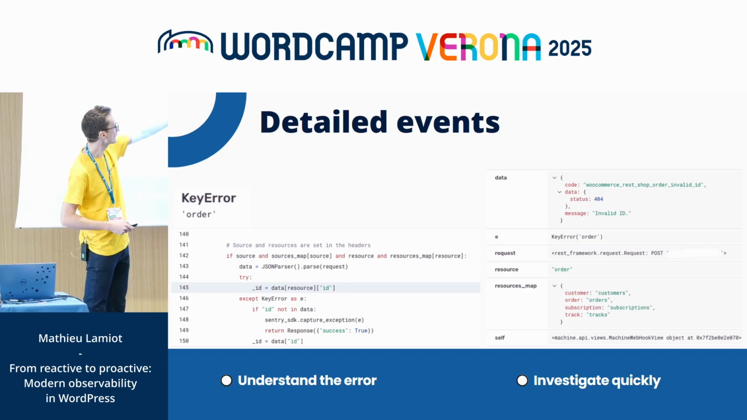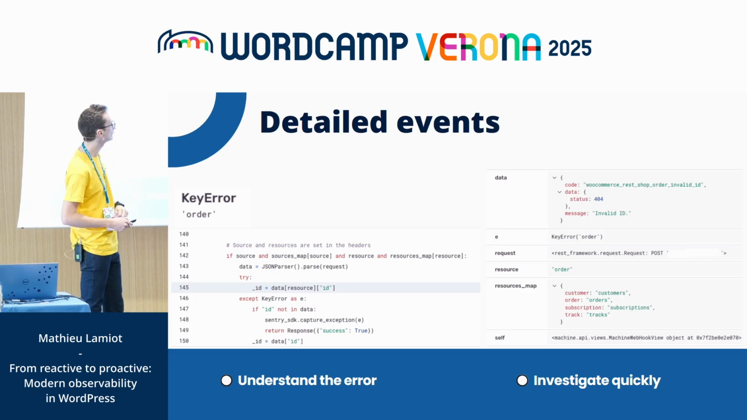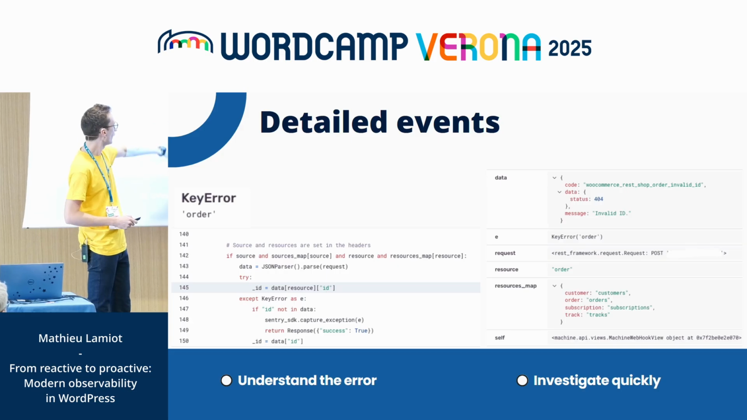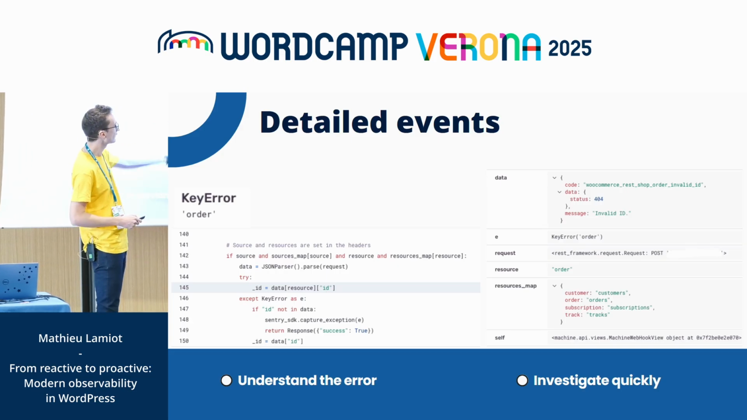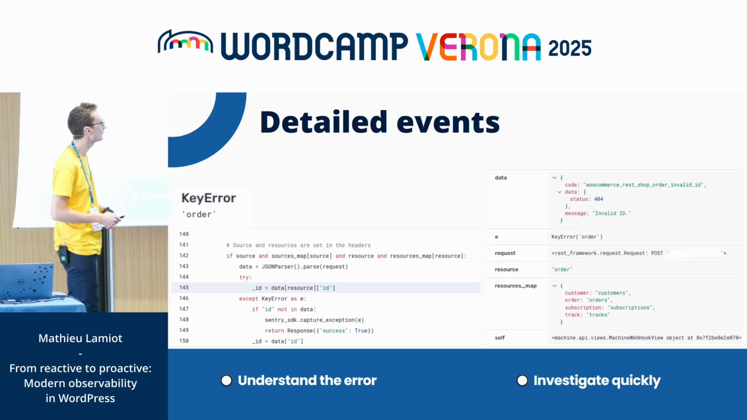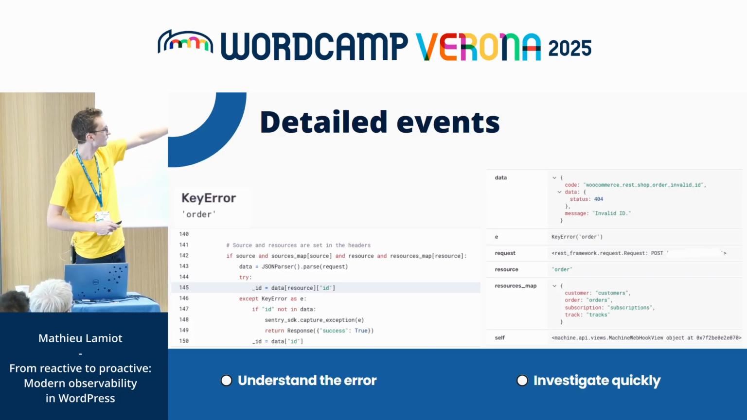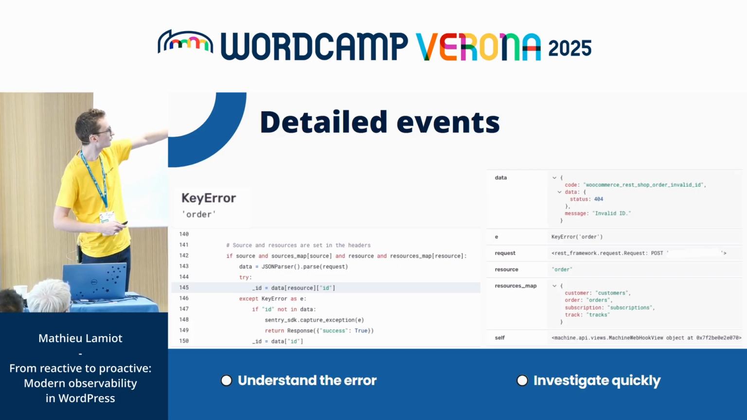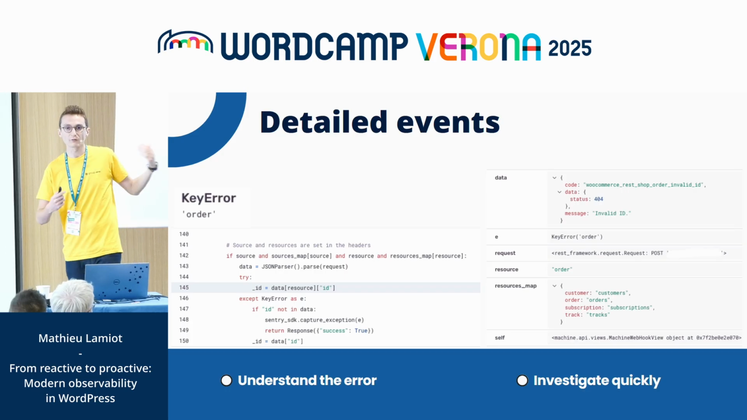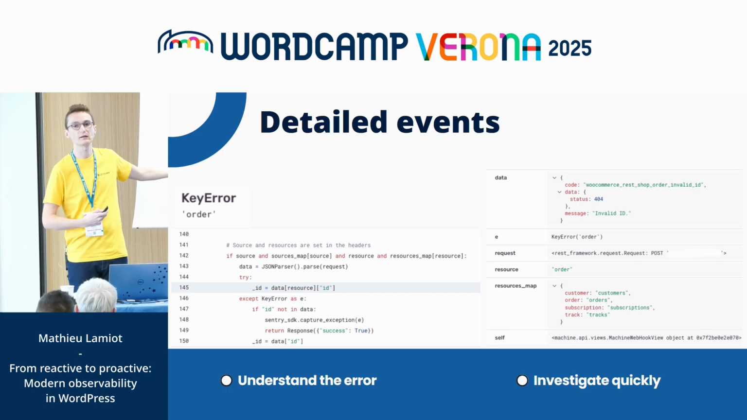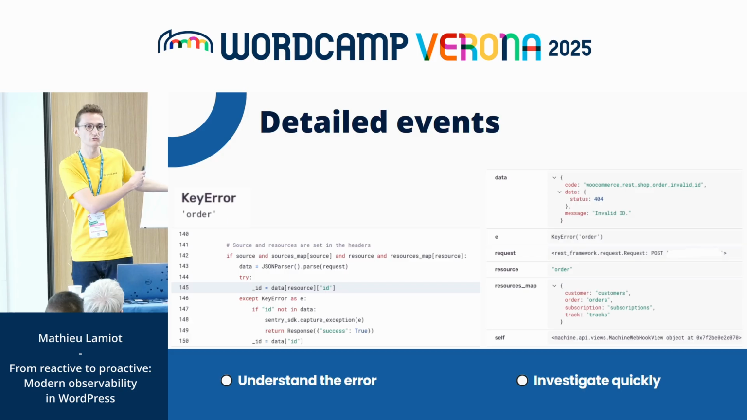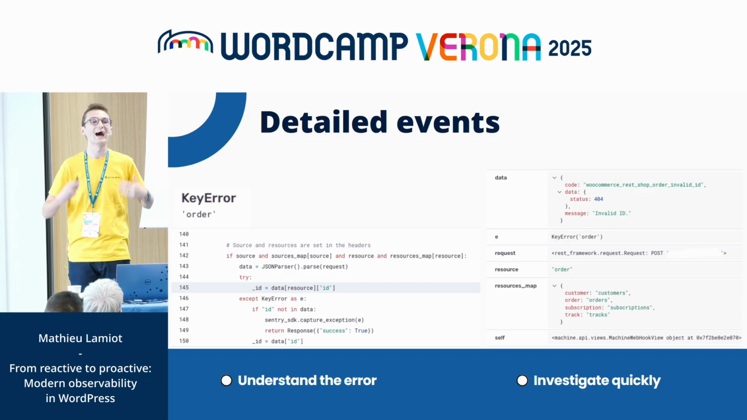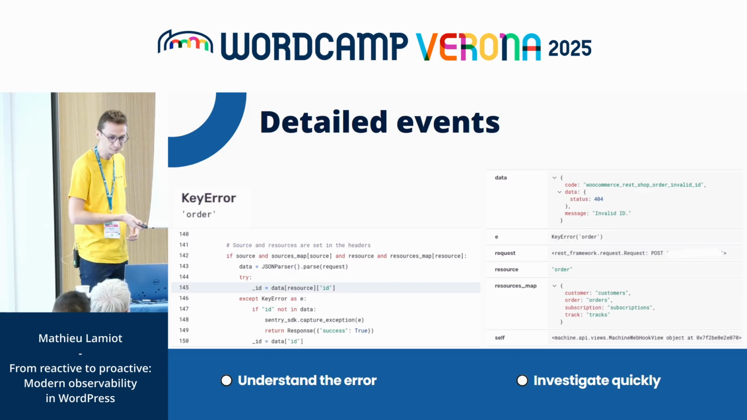We can see that data is a JSON blob there, and resource is order. Yes, there's no order in this data, and we can see from the data that there's a status 404 from WooCommerce. So maybe out of this already we can see, yes, I didn't handle a 404 case, right? So out of this, you already have the answer. You don't have to add logs manually anymore.